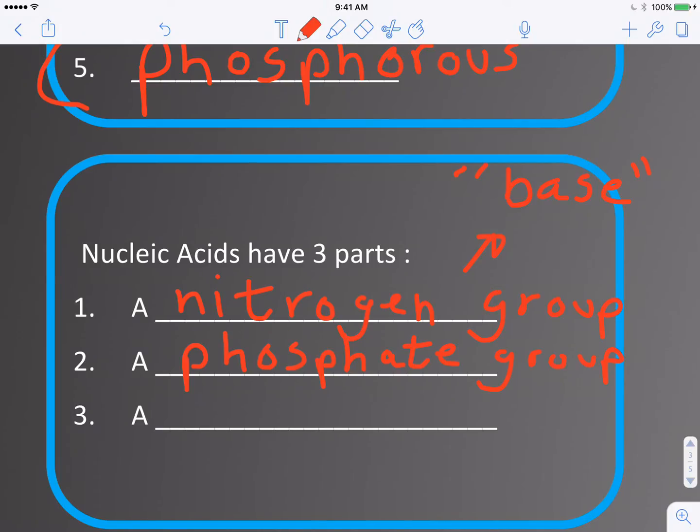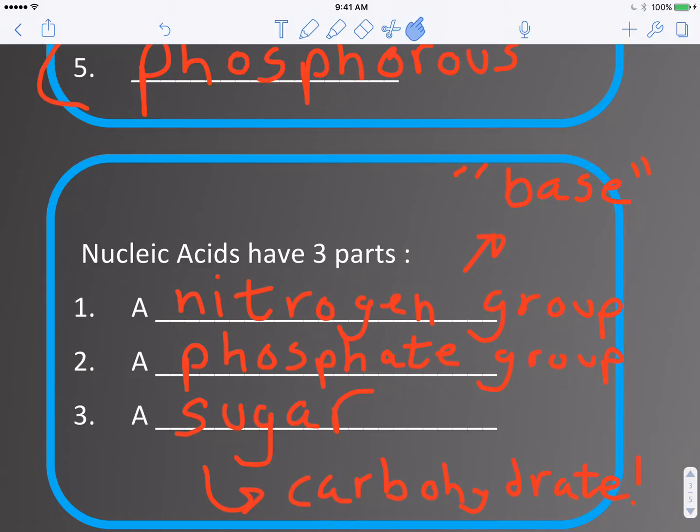And then lastly, and this is very interesting, it contains a sugar. So believe it or not, these nucleic acids, each and every single one of them actually have a carbohydrate in them. And I think that really highlights how everything in our body is really connected, right? These nucleic acids have carbohydrates right inside of them.